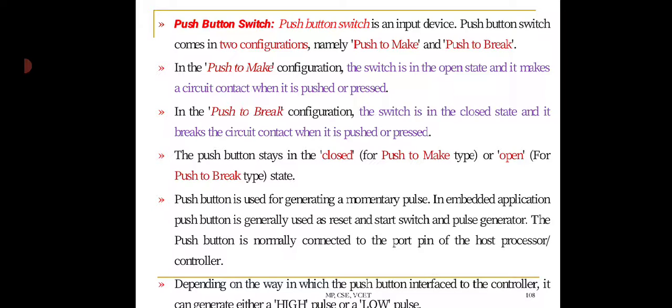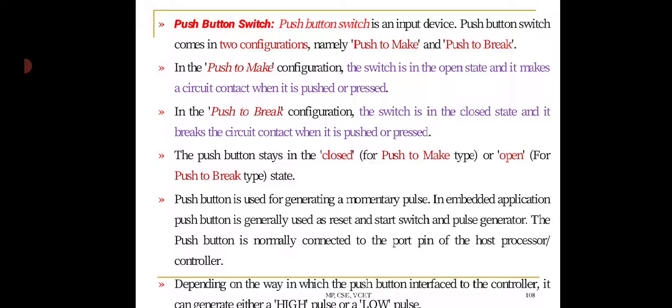Push button switch. Push button switch is an input device. Push button switches come in two configurations, namely push to make and push to break. In the push to make configuration, the switch is in the open state and it makes the circuit contact when it is pushed or pressed. So push to make, the word itself says push to make.